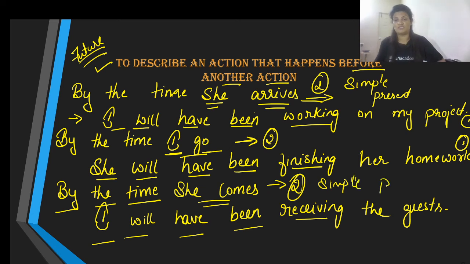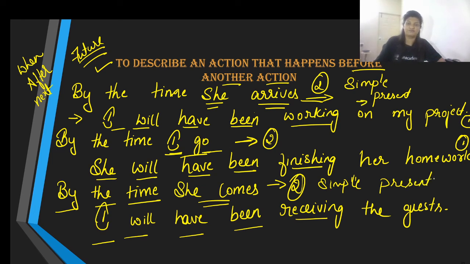Do not get confused with time references or with clauses like when or after, which refer to time, or next. All these are time references, and when you're making those kind of references, you do not use simple future, but instead you use simple present.